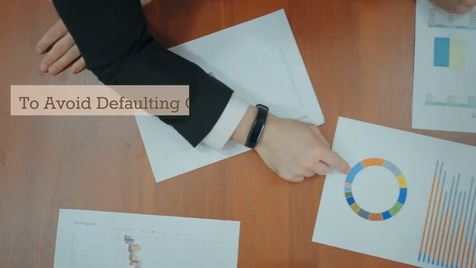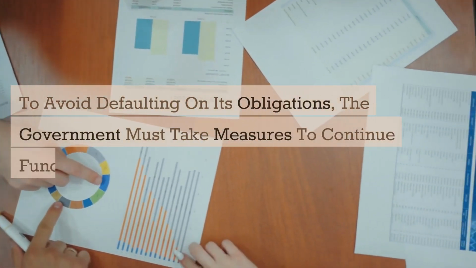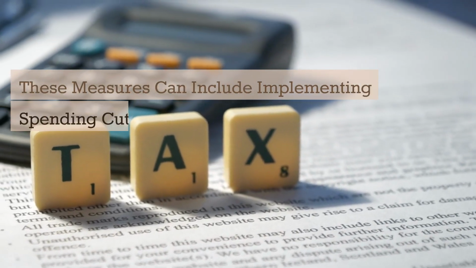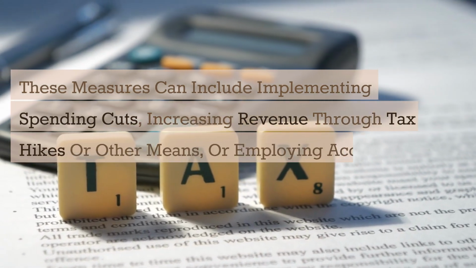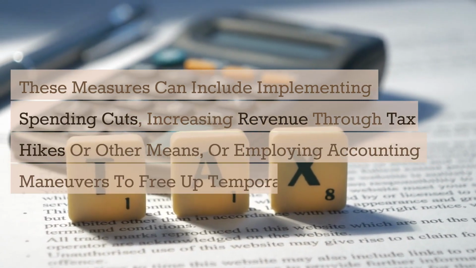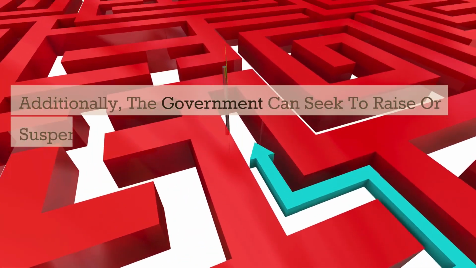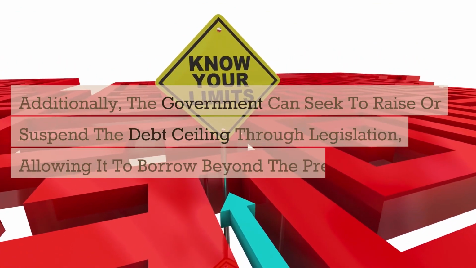To avoid defaulting on its obligations, the government must take measures to continue funding its operations. These measures can include implementing spending cuts, increasing revenue through tax hikes or other means, or employing accounting maneuvers to free up temporary cash. Additionally, the government can seek to raise or suspend the debt ceiling through legislation, allowing it to borrow beyond the previous limit.